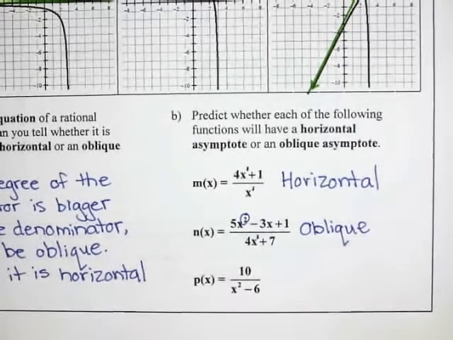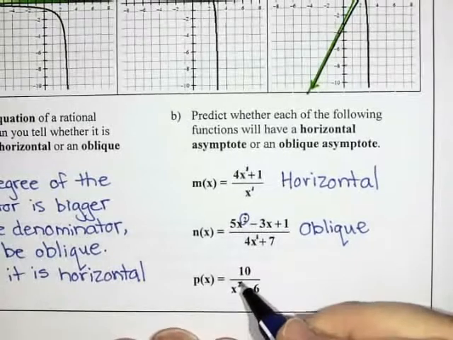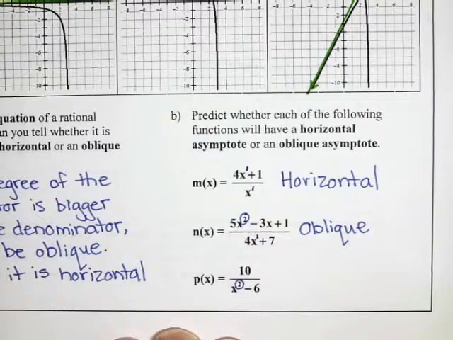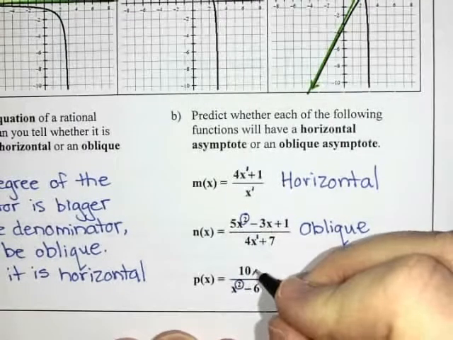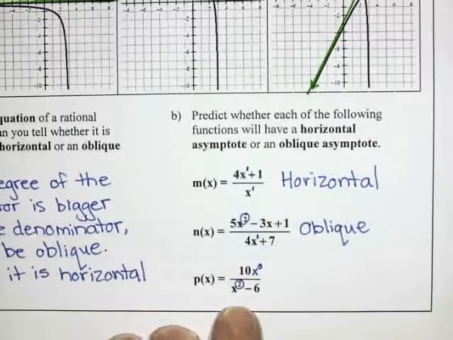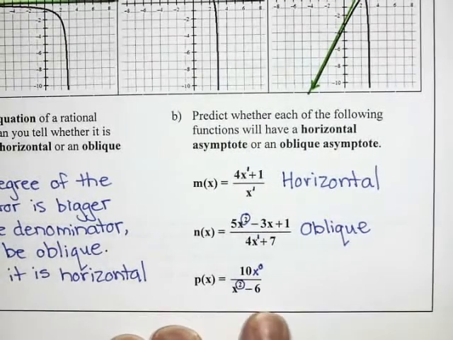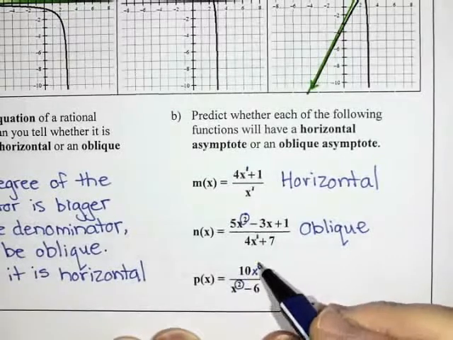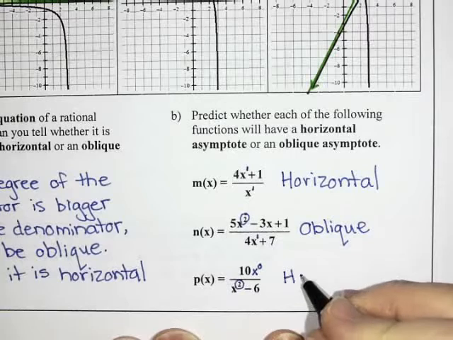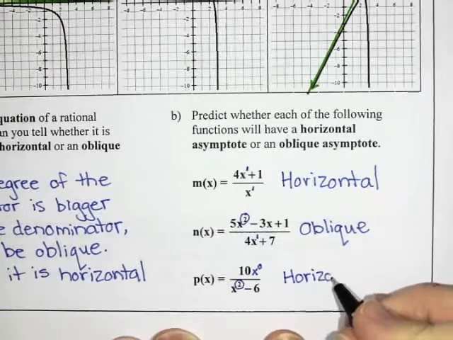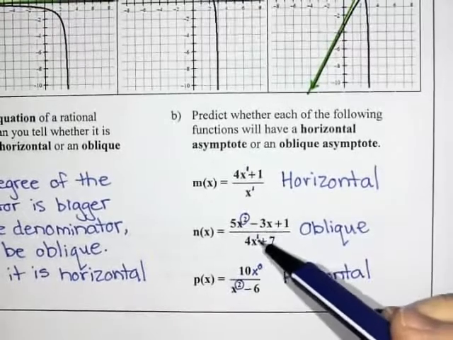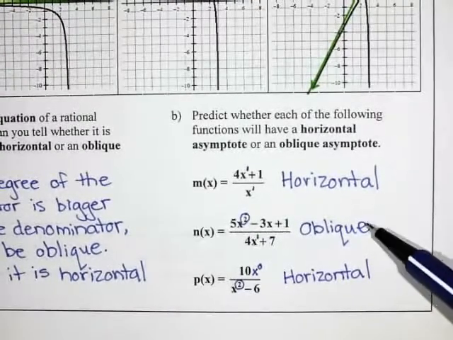And then the last one, the degree on the bottom has a power of 2. The degree on the top, well, it doesn't even have an x. It secretly has an x to the power of 0 if you want to write that in. So obviously it's bigger on the bottom. So it only is oblique if the degree on the top is bigger. So this one is horizontal. All right, so you're just looking, is the degree on the top bigger than the bottom? If yes, oblique. If no, horizontal.